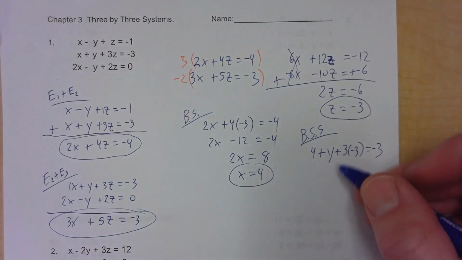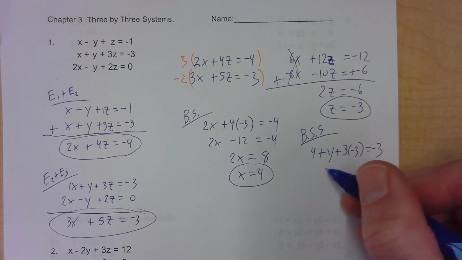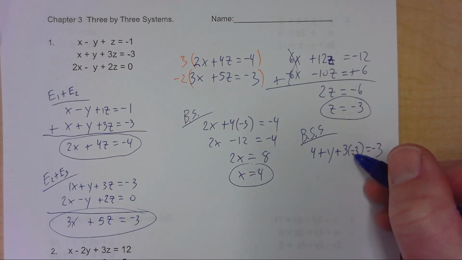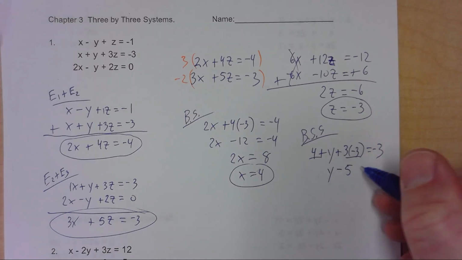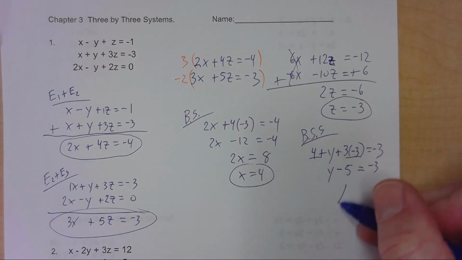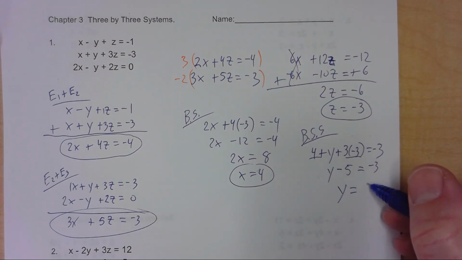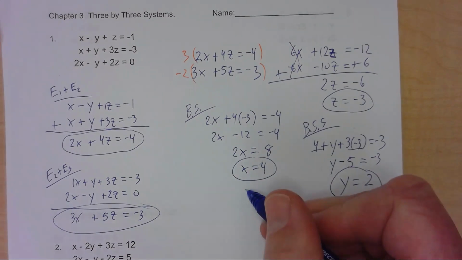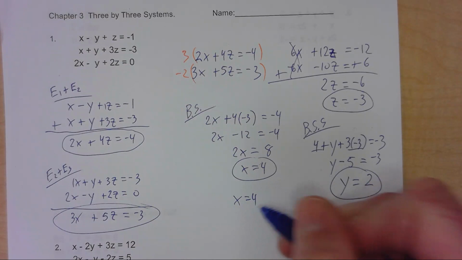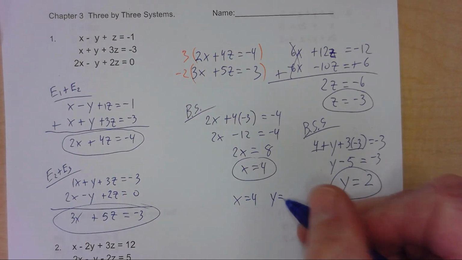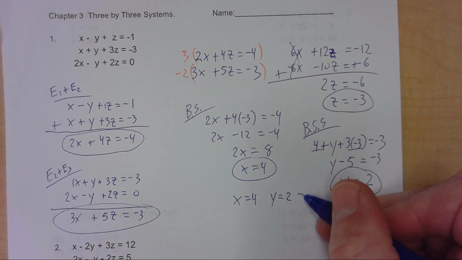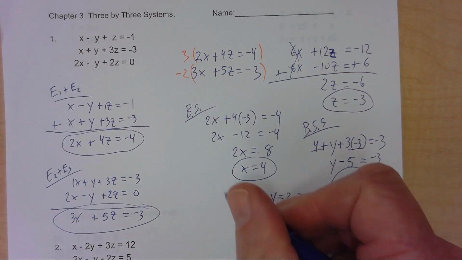So let's see. We get y, and 3 times negative 3 is negative 9, and then 4. Negative 9 and 4 would be negative 5, wouldn't it? And then minus 3. Add the 5 over, y is equal to 2. So x is 4, y is equal to 2, and z is equal to negative 3. So I'm making a nice organized answer box here.